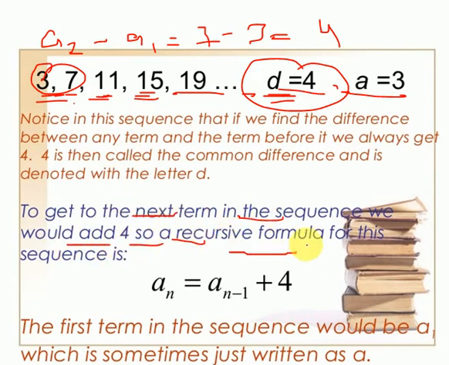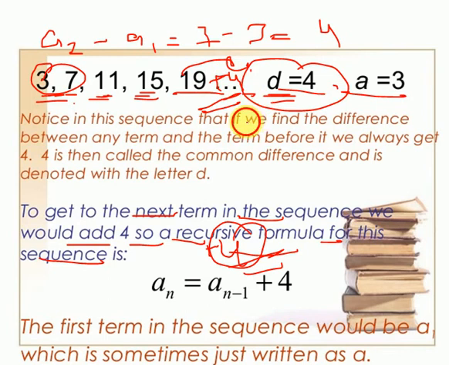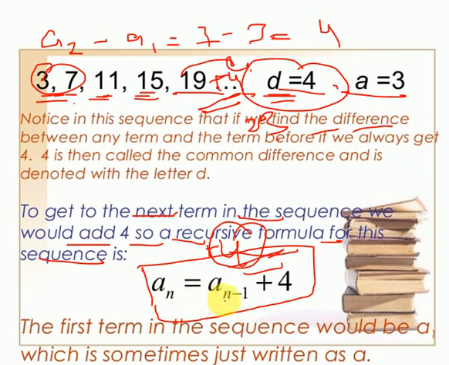So, as a recursive formula for this sequence, what it is saying is that we have to add 4 again and again so that we can get the next term. Like if I add 4 to this, I will get 23, right? And so on. We have to add 4. So I can also write it this way: an is equal to a(n minus 1) plus 4.